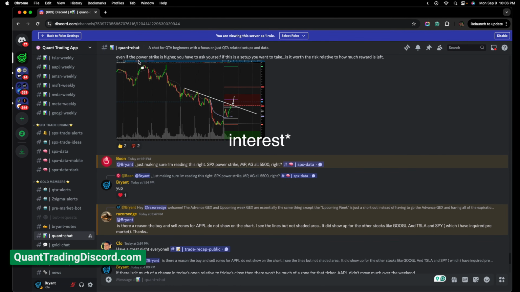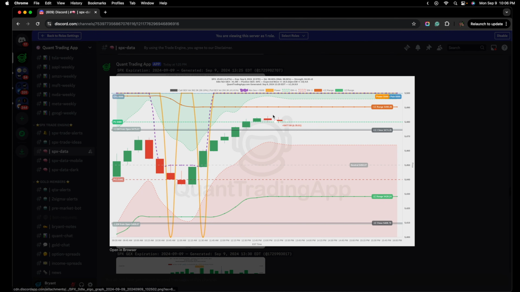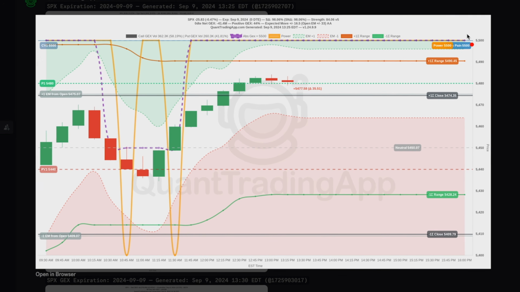There's been a decent amount of entry around the Quant Trading App proprietary power strike, so let's just jump right into it, and that's coming from the SPX Trade Engine right here. And this is around that point in time. So we see that the market has come up to this level. This is the power strike.